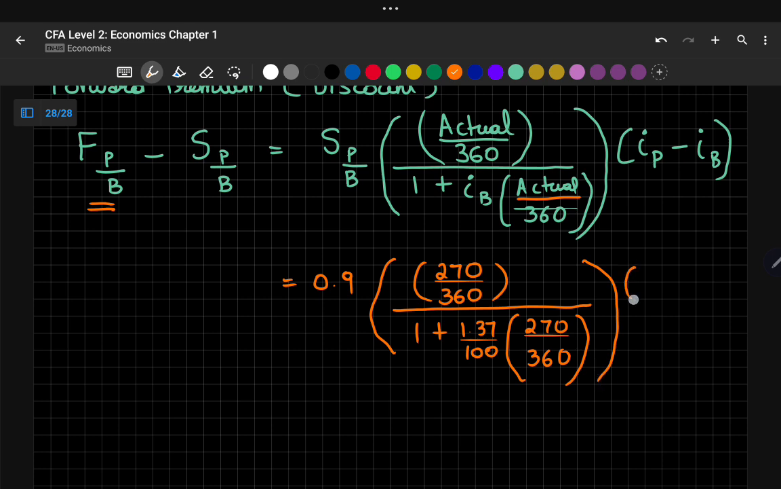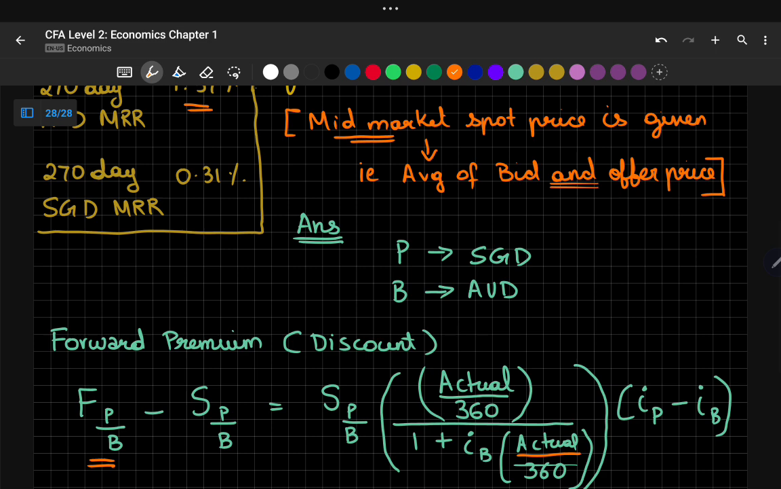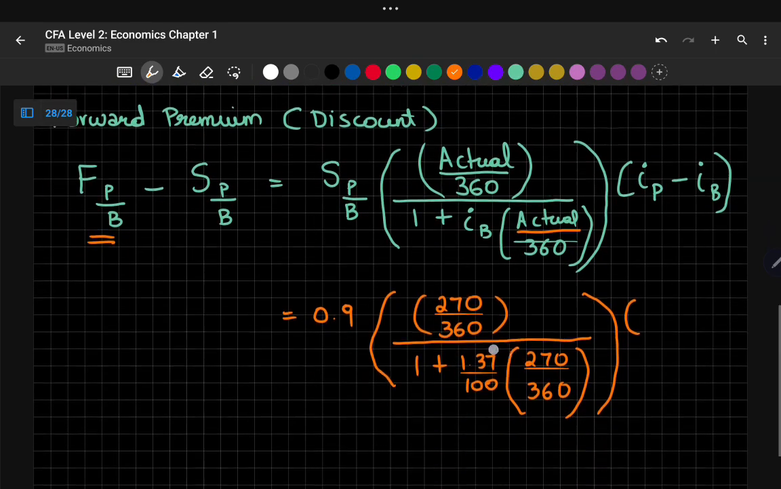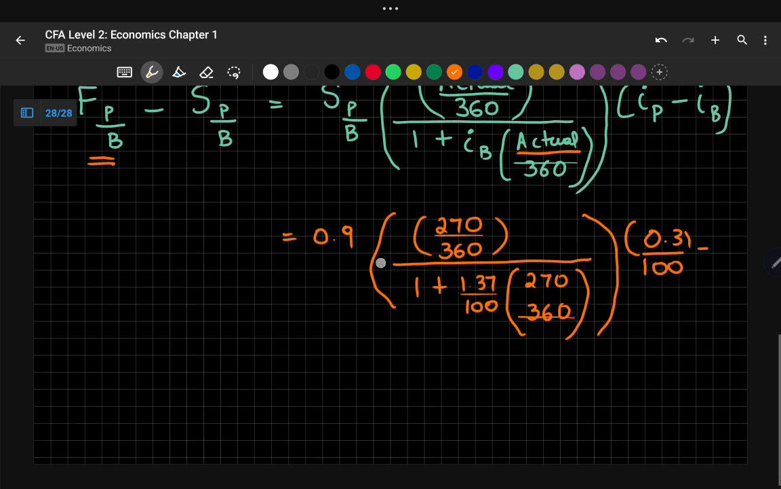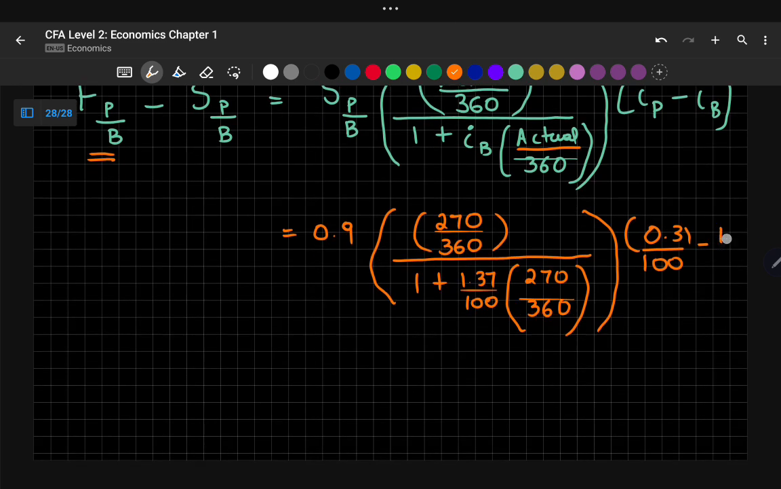Now this is multiplied with the risk-free interest rate of the price currency, that is SGD. So SGD is 0.31%, which is 0.31 divided by 100, because it's in percent format, minus the base currency risk-free interest rate, which is 1.37 divided by 100.